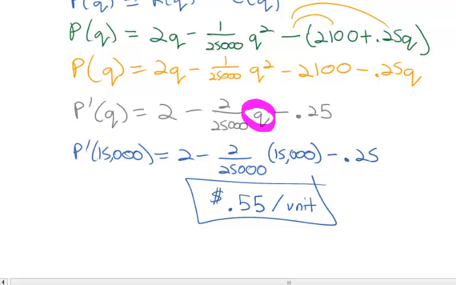And that is our marginal analysis. What is the cost to produce one more? Take the derivative of the cost function, of the revenue function, or of the profit function.